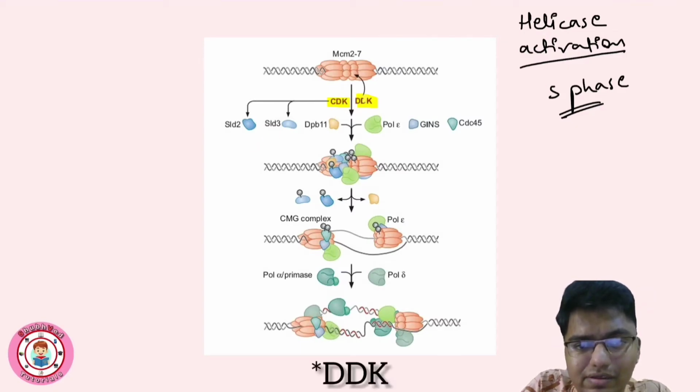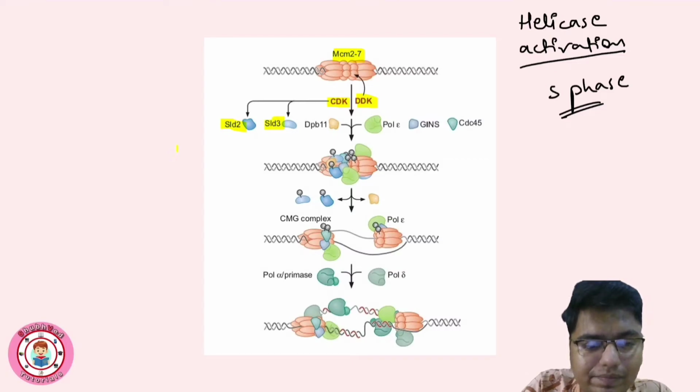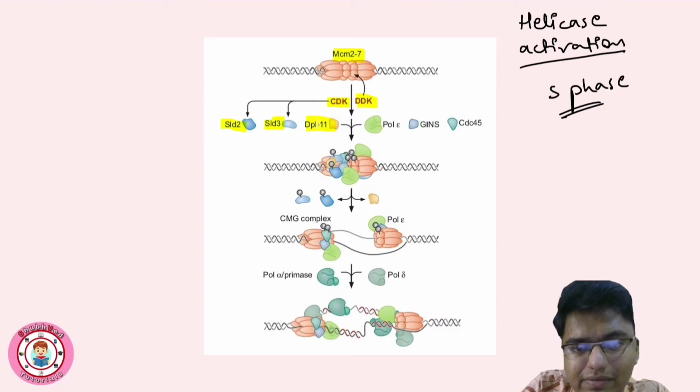So CDK phosphorylates the MCM27 helicase. CDK will phosphorylate MCM27 helicases, and CDK will also phosphorylate the proteins SLD2 and SLD3. After phosphorylation, they will bind to DPP11 and then they will enter the DNA strand. Or we can say they are recruited on the DNA strand. Then the next proteins are recruited after this part.